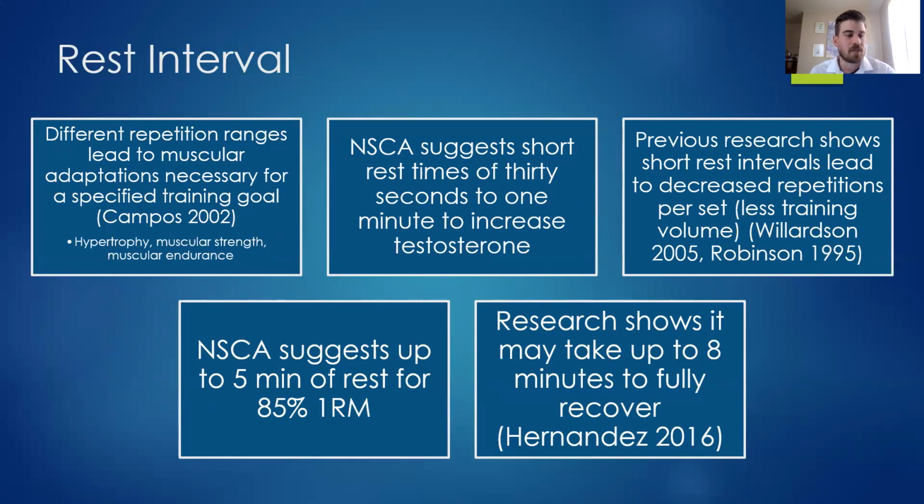So let's talk more about this rest interval. Different repetition ranges lead to muscular adaptations compared to a specified training goal, such as hypertrophy, muscular strength, and muscular endurance. And the NSCA suggests short rest intervals of 30 seconds to 1 minute to increase testosterone. But previous research has shown short rest intervals lead to decreased repetitions per set, which leads to less training volume overall. And even the NSCA suggests up to 5-minute rest for 85% of 1RM. And other research shows that it may even take 8 minutes to fully recover between sets.